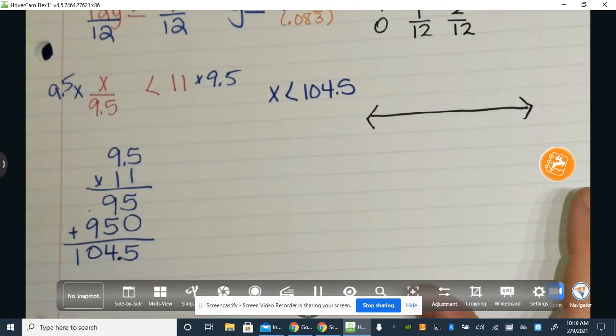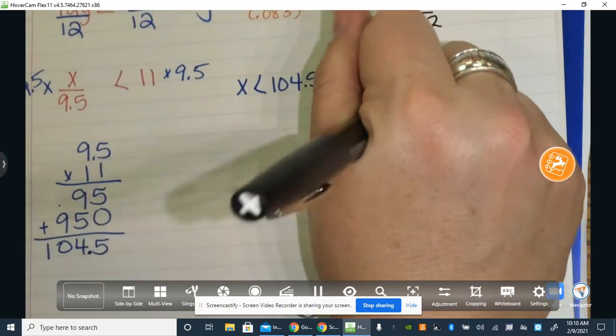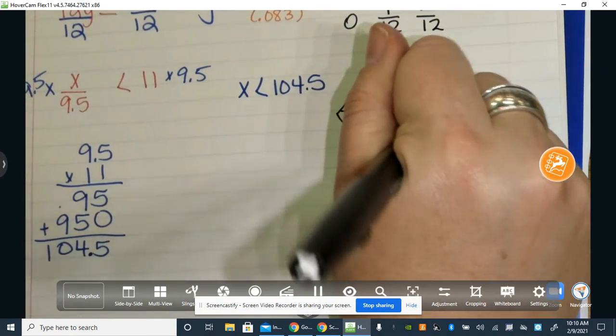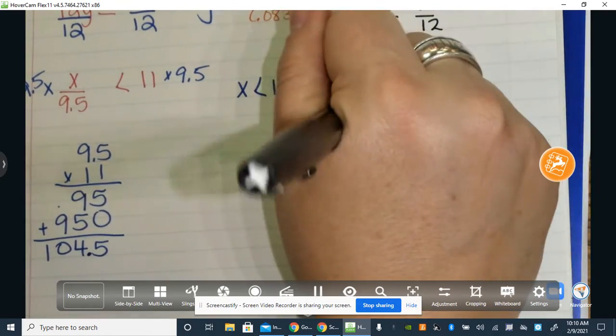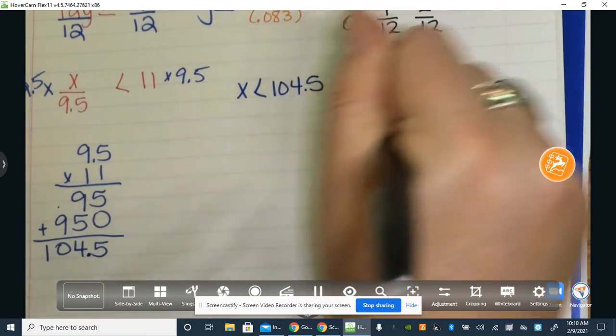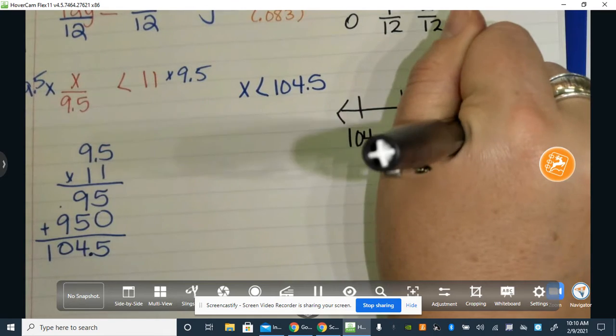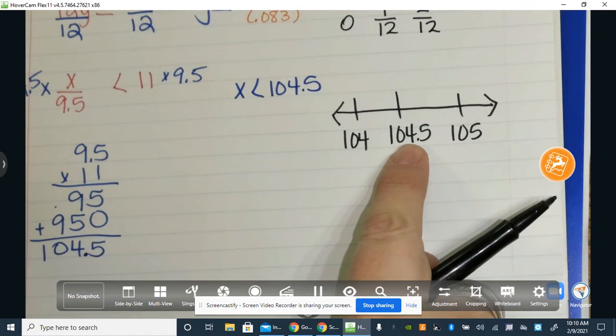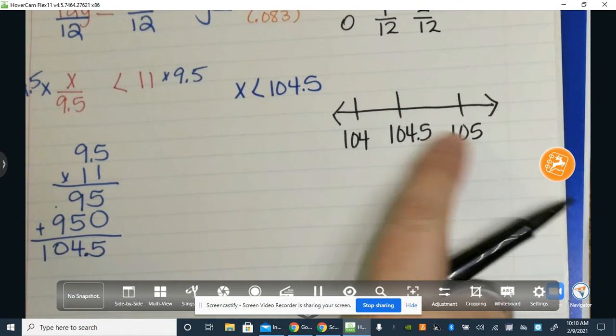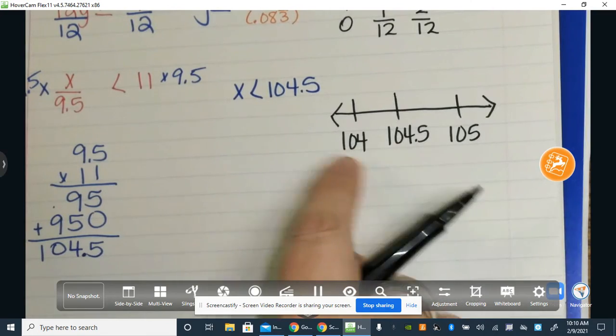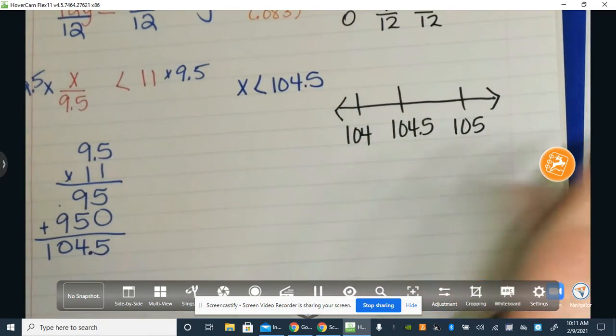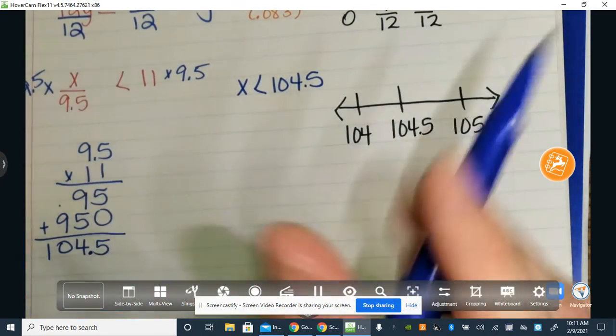Several different ways you can do this. I need to have 104.5. And I could just do 104 on this side, 105 on this side. You could do 104.6, 104.4. Doesn't matter as long as I have an equal spacing between them.